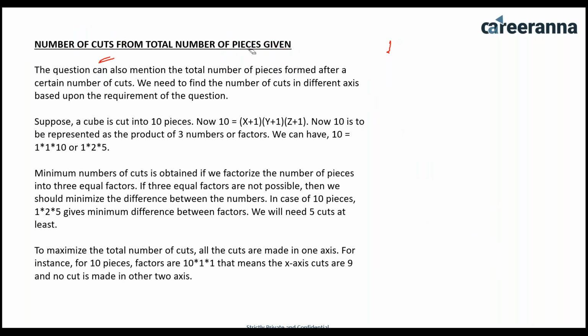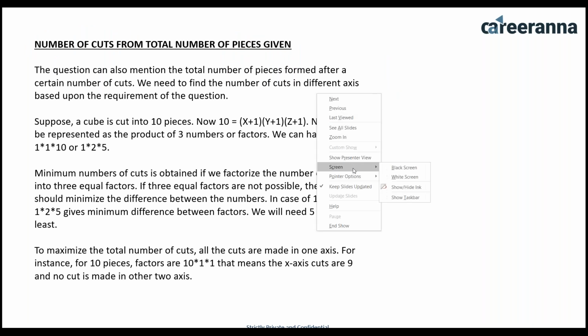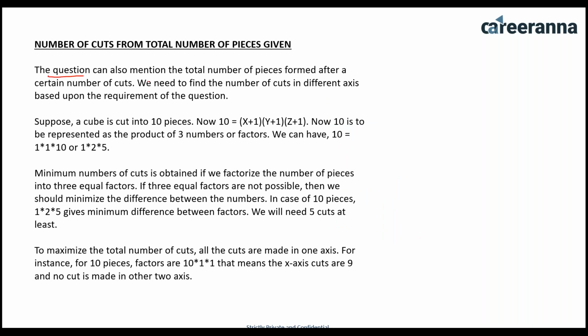Okay. So now we have to find out number of cards from total number of pieces given. I hope you have read all the details which are written on the page. Okay, so this says the question can also mention the total number of pieces. Please note it down. It can be mentioned that what is the total number of pieces formed after a certain number of cards. We need to find the number of cards in different axes based upon the requirement of the question. Is it clear to everyone? This paragraph?